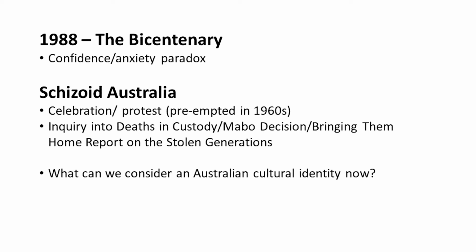Some scholars have called this schizoid Australia, where we've been looking at celebration, but also protest. We've been looking into the inquiry into deaths in custody. After that came the Mabo decision. After that, the Bringing Them Home report on the stolen generations. We started to really question, after 200 years of white settlement, well, what has that meant to the Australian cultural identity? These are important questions, and it takes quite a lot of time for thinkers.